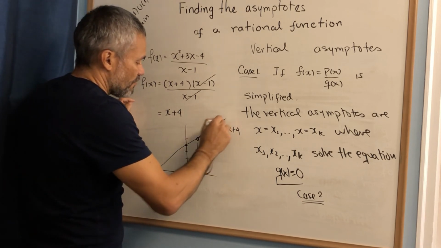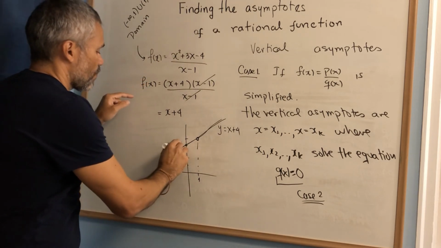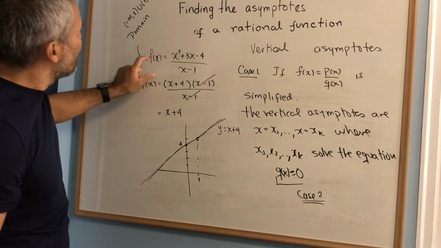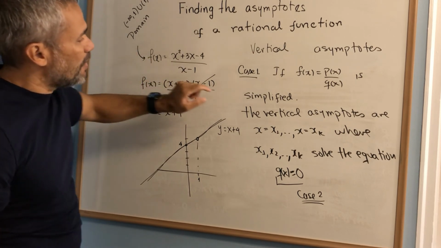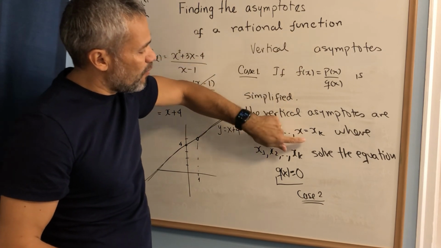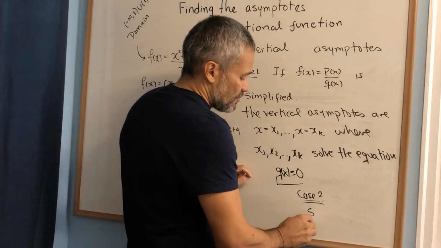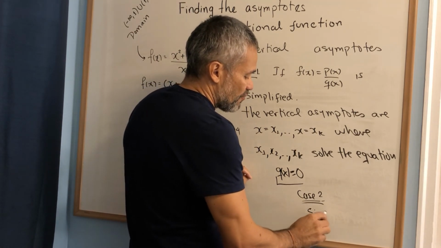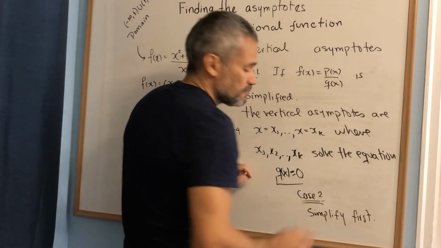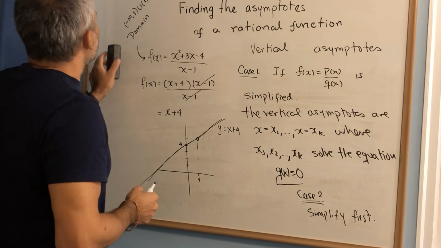Then the graph of this rational function would be this, right? It's a line, and in this case there is no vertical asymptote, right? Remember, if it is simplified, you just solve the equation, the denominator equals 0. And if it is not simplified, then you have to simplify first. Okay, let's do another example.